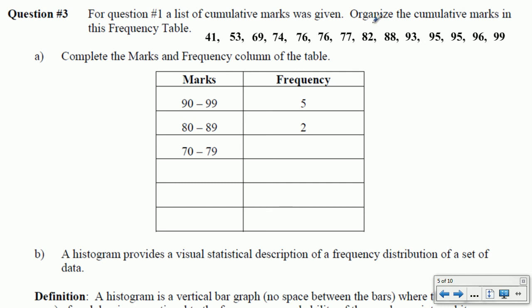There are 2 numbers that occur between 80 and 89. For 70 to 79, there are 1, 2, 3, 4 there. For 60 to 69, there's only 1. From 50 to 59, there's 1 there. And for 40 to 49, there's 1 there.